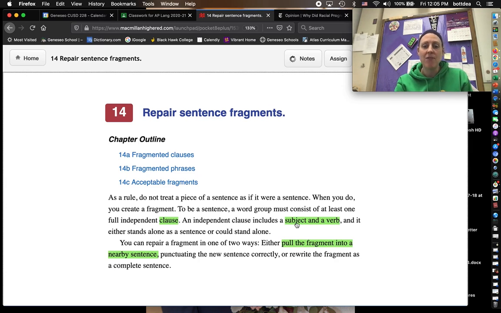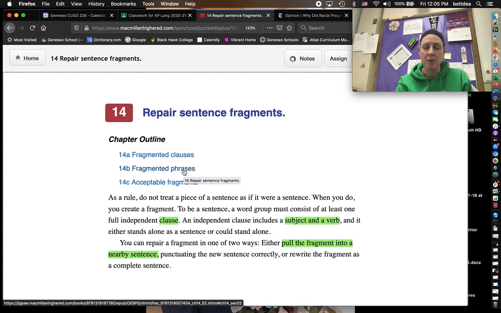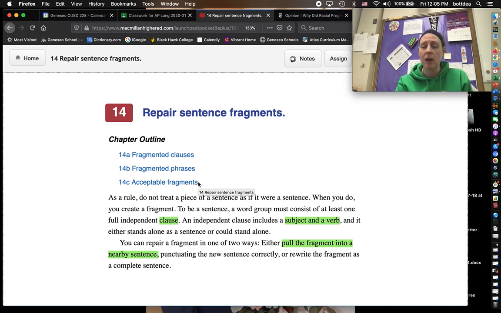So you've identified a noun that is going to be the subject of your sentence and a verb that is going to function as the main action, and there's no other language surrounding it that makes it unable to stand by itself. Fragments cannot stand by themselves, and we're going to talk about a couple different types of fragments, including fragmented clauses and fragmented phrases. And we're also going to talk about how sometimes it's okay to write a fragment, but I just want to make sure you understand why.